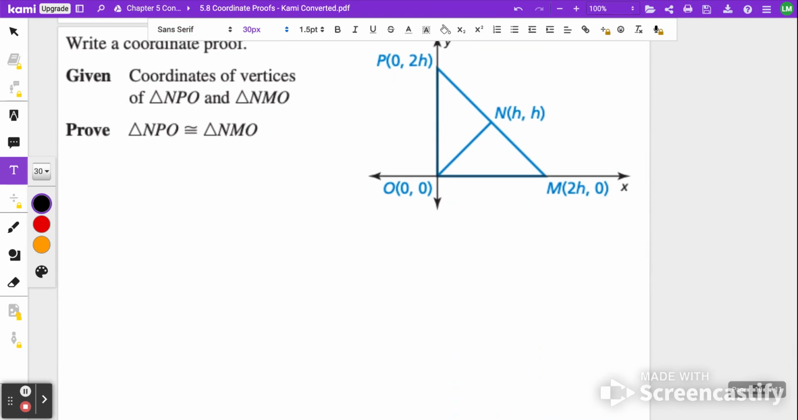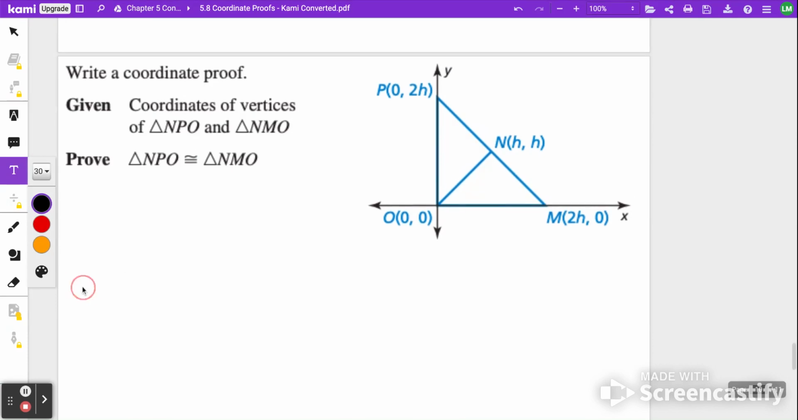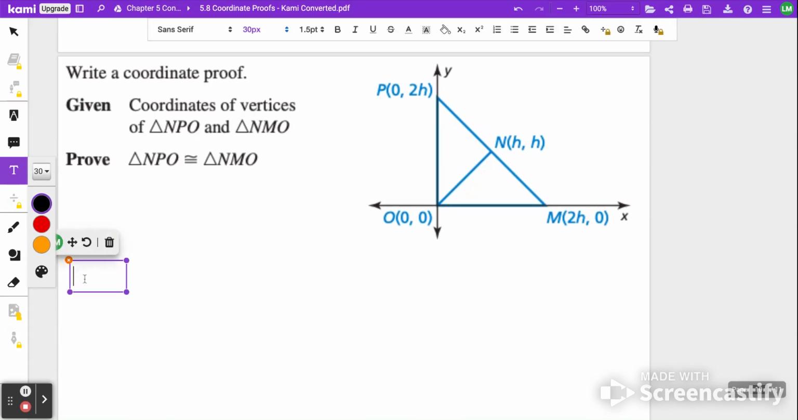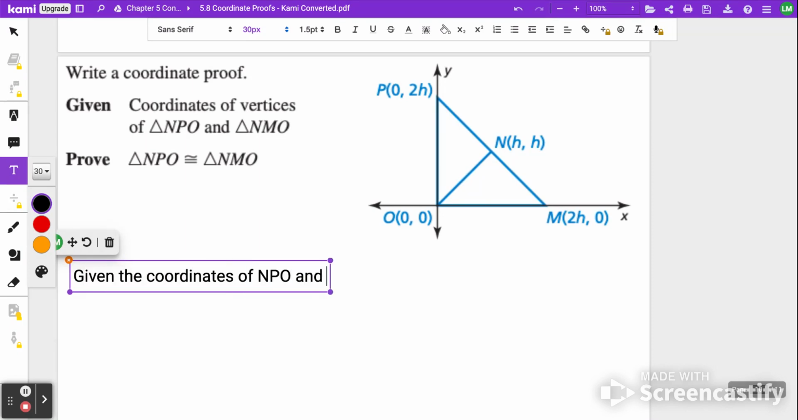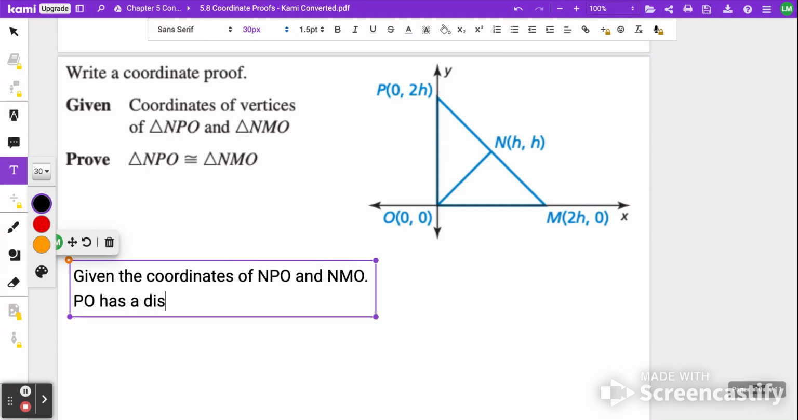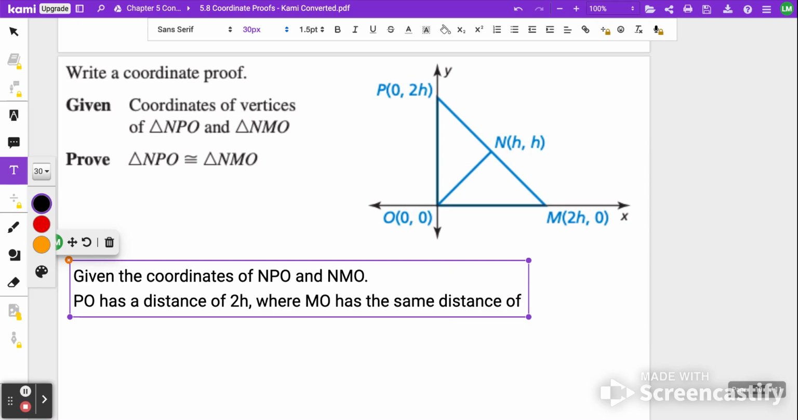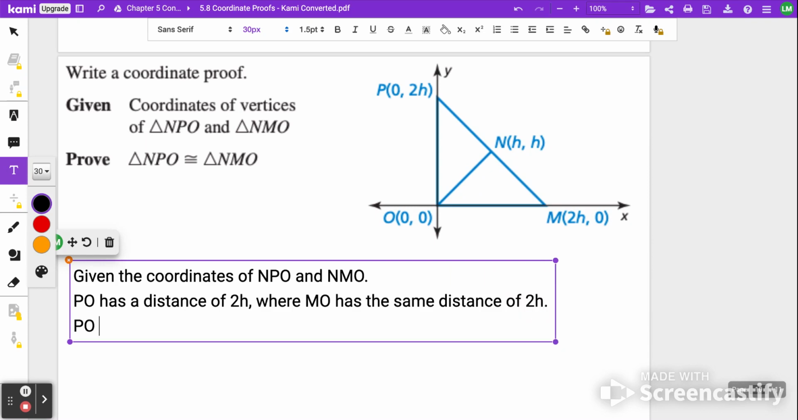Again, I know the vertices of triangle NPO and NMO, and what I want to do is be able to prove that NPO is actually congruent to NMO. So let's start with that. This kind of coincides with the example we did 2 times ago. So given the coordinates of NPO and NMO, I can say PO has a distance of 2h, where MO has the same distance of 2h. So PO is congruent to MO.